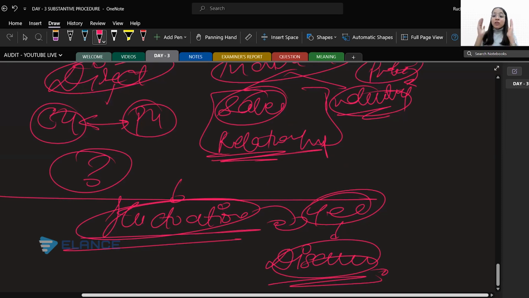Okay, now 90% of students will end their answer by saying investigate the differences. Dude, how are you investigating? By discussing it with the management. This is the complete answer. If you write half an answer, you will get half marks only. Understood, test of details and analytical procedure.